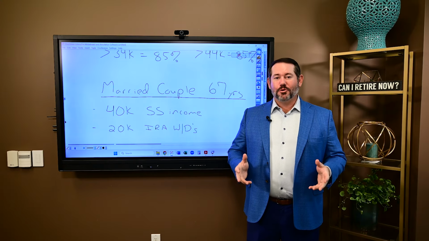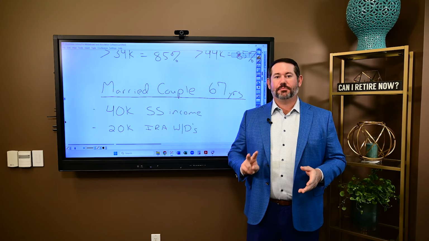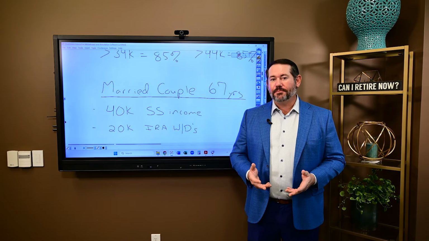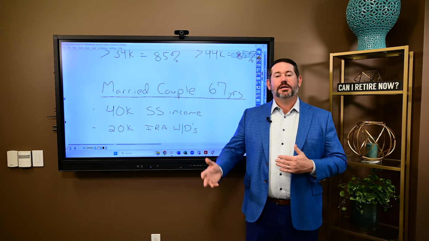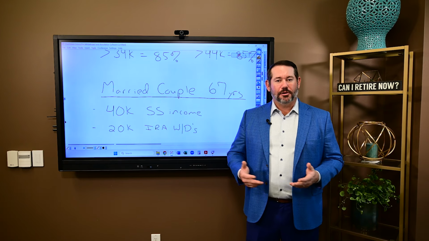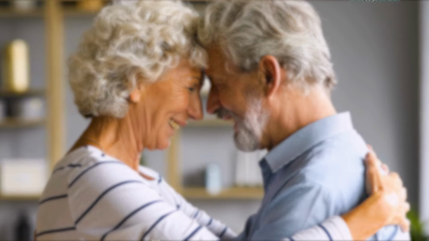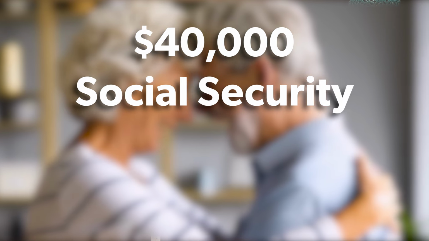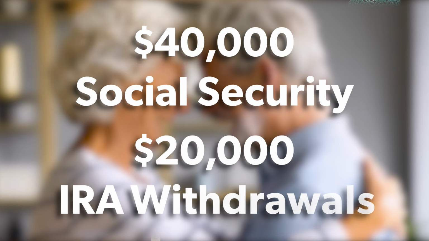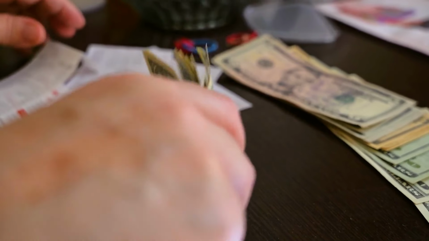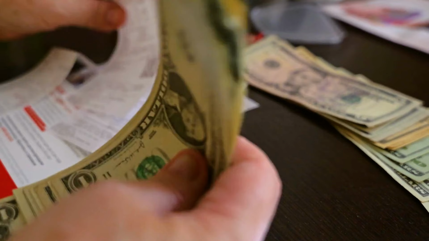Okay, so here's your pop quiz. We've gone through step one and step two. Now we have a real world example. I'm going to give you a second to think about it, and then we're going to show you, but the goal here is again to help you to learn, to help you understand. So we have a married couple, 67 years old, with $40,000 of Social Security income and $20,000 of IRA withdrawals. How much is their gross income? And then how much is their provisional income?